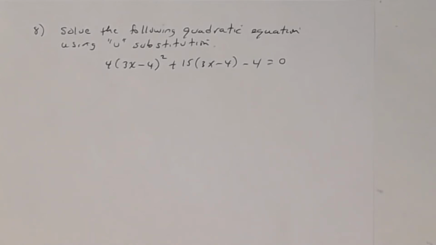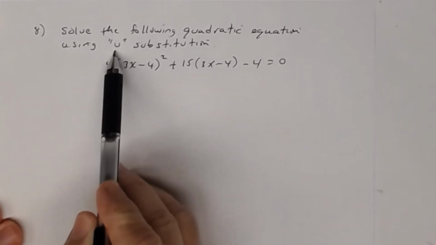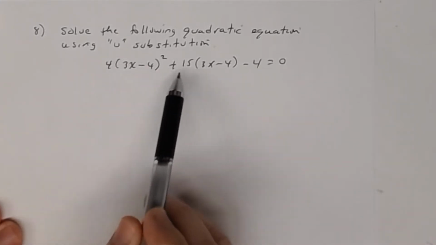Okay, so in this problem, we're going to solve the following quadratic equation using u substitution. Now make sure you're always following directions, so the directions indicate to use substitution, and I want you to use the variable u. So we have this quadratic equation.